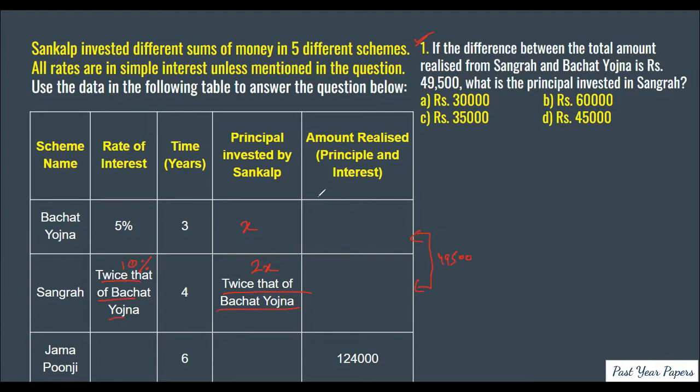So what is amount? Amount is the principal plus simple interest. I hope everyone knows what simple interest is. Simple interest is PRT upon 100.